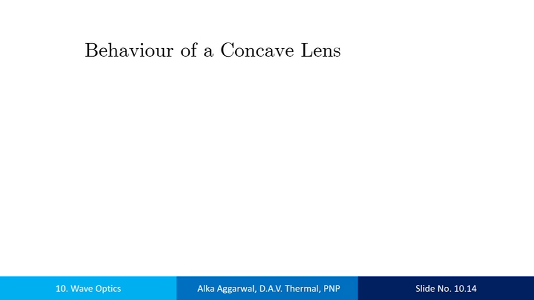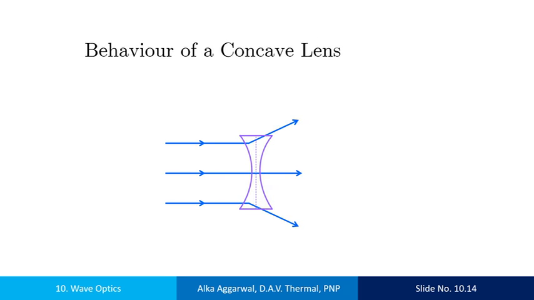Now the behavior of the concave lens. The concave lens behaves as a diverging lens. This is the course of the ray of light. Why does it behave like this? This is a plane wavefront. The rays coming from these two points pass through the maximum thickness of the lens, so they cover less distance, and in the same time the ray which passes through the midpoint covers more distance. So the shape of the emerging wavefront is of this type.